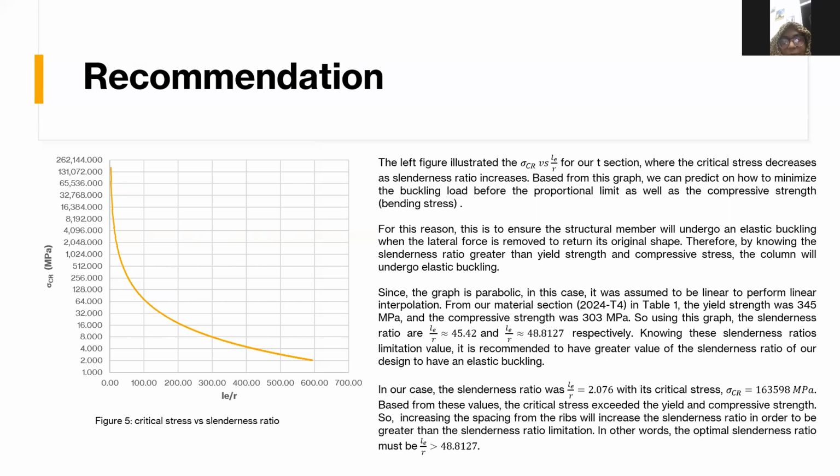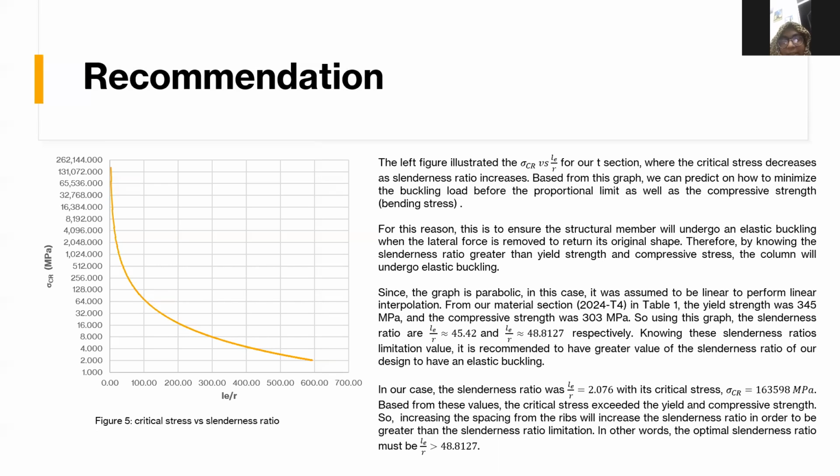If we want to keep our material in the elastic region, from the graph we can note how to increase or decrease the slenderness ratio. We have to change the slenderness ratio in order to keep the material in the elastic region. From the graph, we can predict that our slenderness ratio must be greater than 48.8127 to remain in the elastic region.